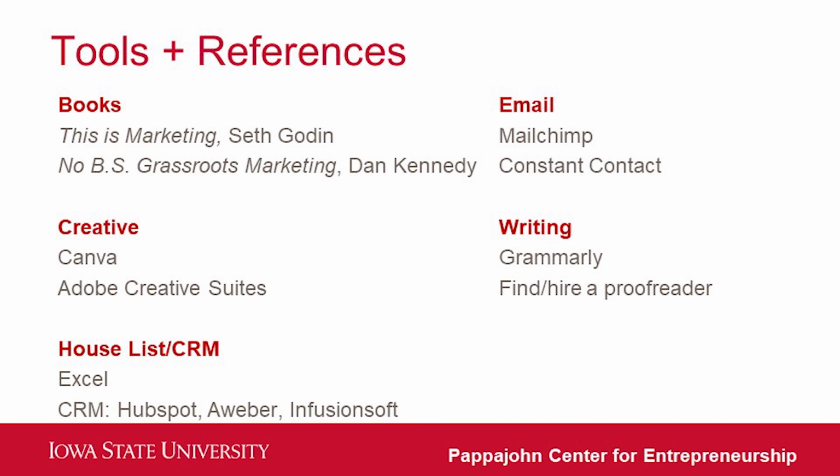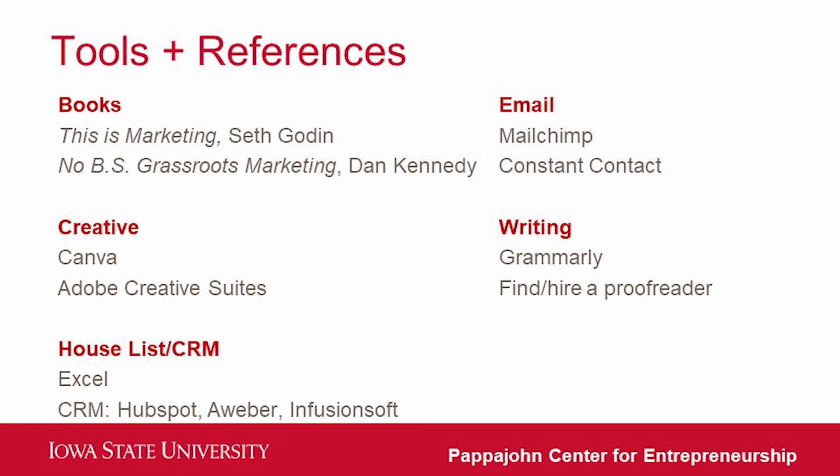So Canva, Adobe Creative Suites. When I talked about house list in that CRM just now, Excel is probably the easiest one, but there are different CRMs. There's HubSpot, there's Aweber, and Infusionsoft, and all of them kind of vary based on how big your list is and how robust your business is.